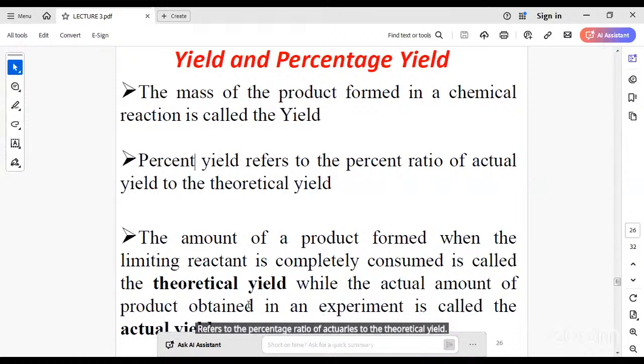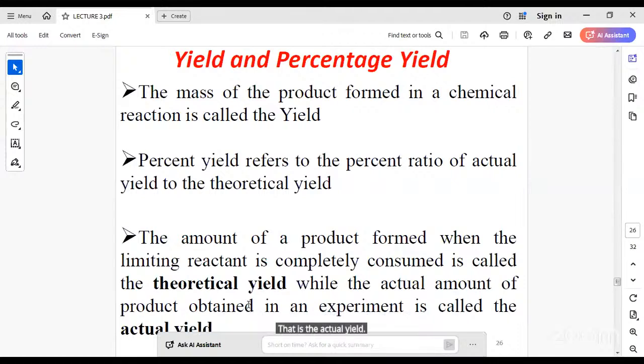So your actual yield is that yield that you have weighed, that you have synthesized, that you have produced. While the theoretical yield, we get it from stoichiometry. We are going to see how we are going to get that. So the amount of a product formed when the limiting reagent is completely consumed is called the theoretical yield. So your theoretical yield, you are going to get it from the limiting reagent, because when that limiting reagent is completely consumed, it will form that product.